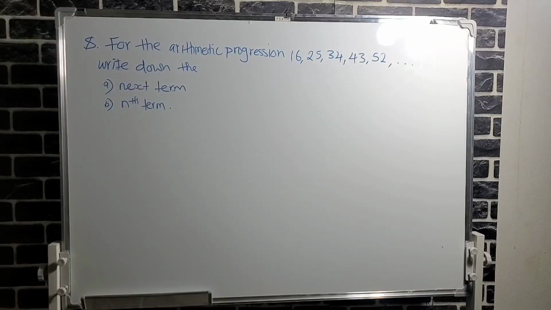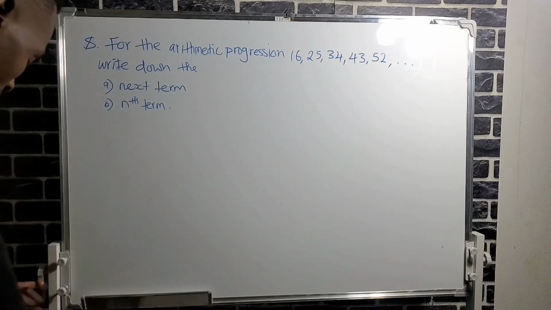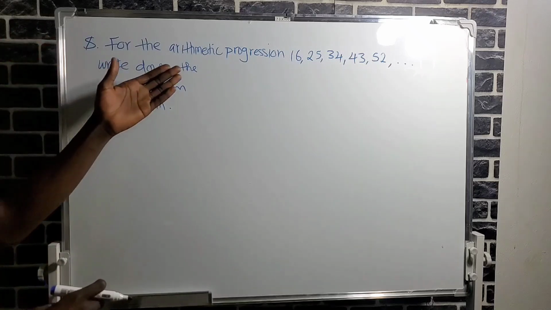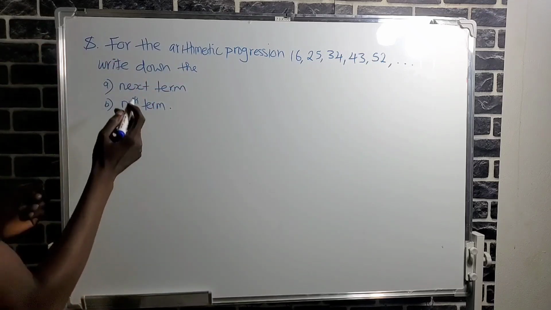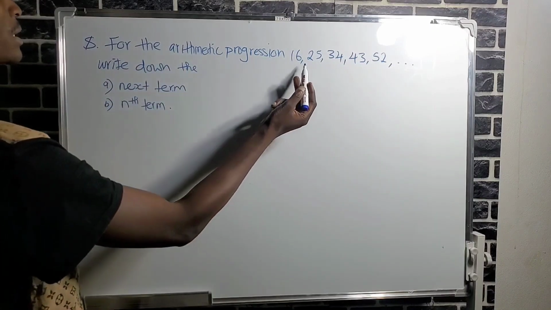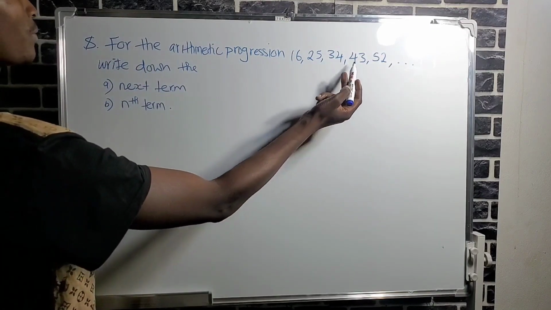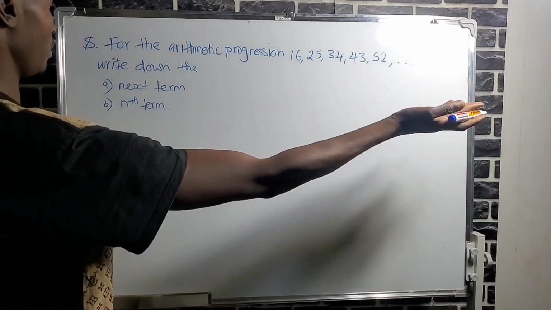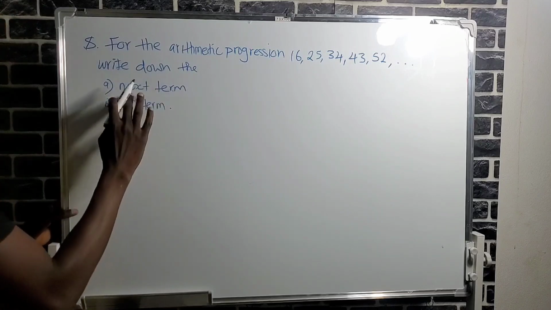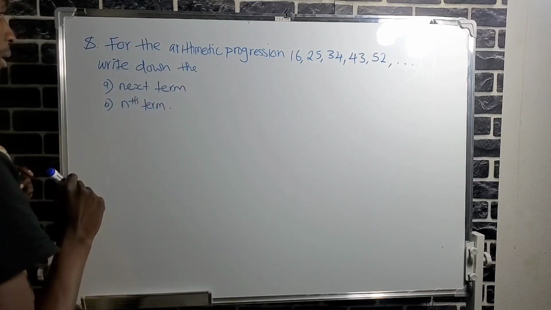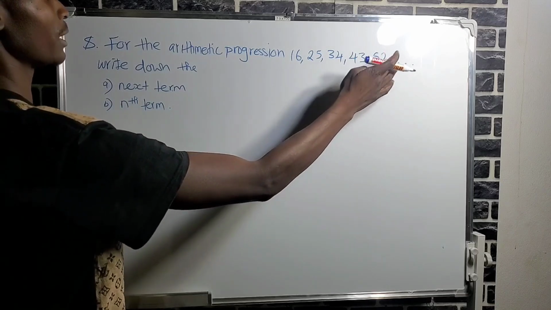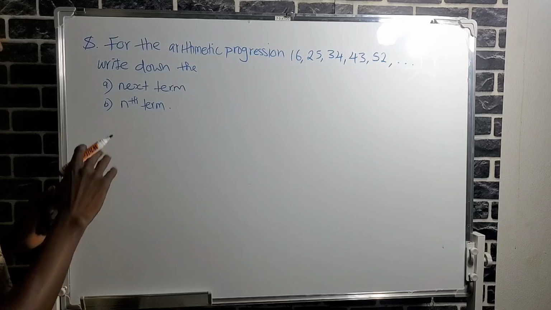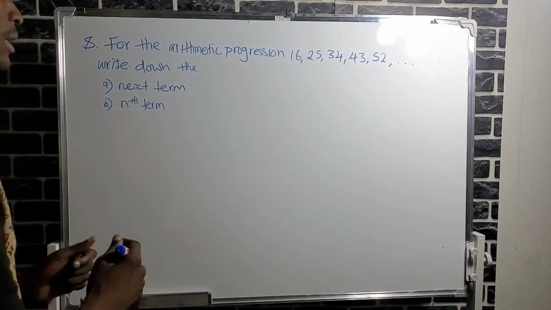Okay guys, we're still revising for the forthcoming exam. We have this question. This is arithmetic progression, and the question reads, for the arithmetic progression 16, 25, 34, 43 and 52 to infinity, write down the next term. Alright, the next term after 52. The second question, the nth term. So we just have to come up with a formula for the nth term.